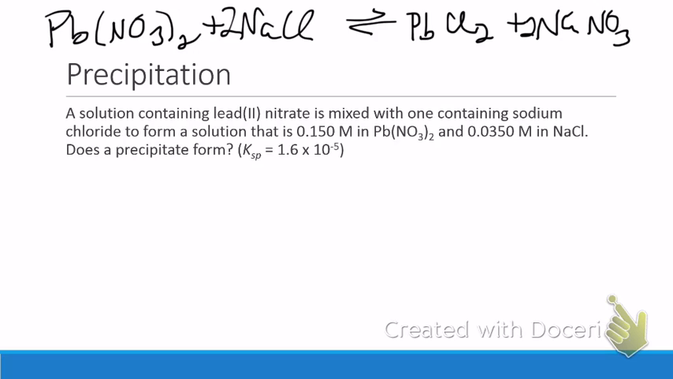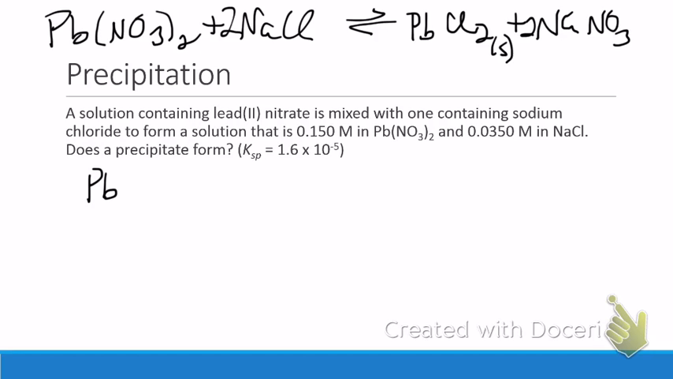We balance that equation. So we want to look here and see if anything ticks off for our solubility rules, and indeed lead chloride will form a solid. Pretty much anytime you see lead, it's going to form a solid. So that's going to be the possible precipitate for this reaction.